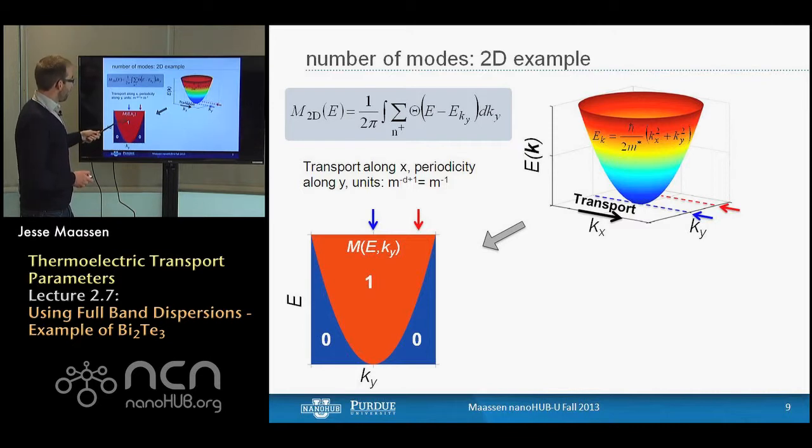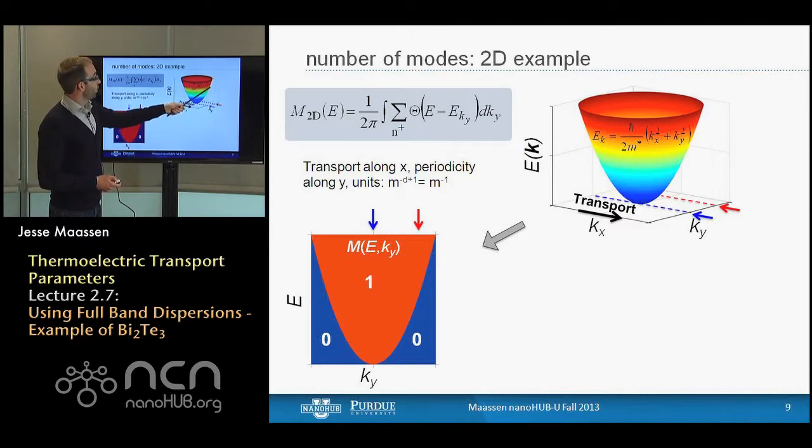Everywhere in red, essentially you have one mode. Everywhere in blue, you have 0 modes. And really what this corresponds to is the integrand of this integral that we need to do. And then you can see the blue arrow corresponds to the zone center. You have basically one mode everywhere, which is what you would expect here. And then the red arrow would correspond to a ky value near the zone edge. So you would have to go to higher energy before you encounter a band.